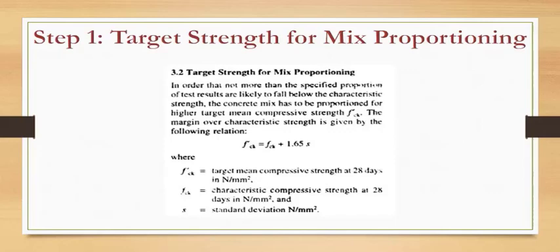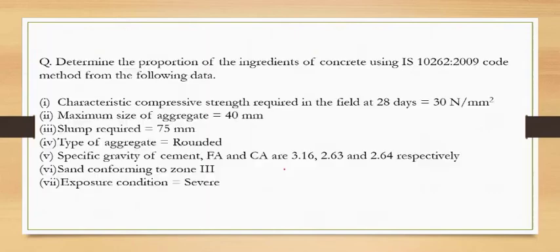The first step in the solution of the problem is the target strength for mixed proportioning. Now this is given from clause 3.2 of IS 10262-2009. So here it is given F_ck dash is equal to F_ck plus 1.65 S. So using this formula, we can find out the target strength. Now, what is F_ck? F_ck is the characteristic compressive strength at 28 days in Newton per mm square. Our characteristic compressive strength is given in the question, and here it is 30 Newton per mm square.